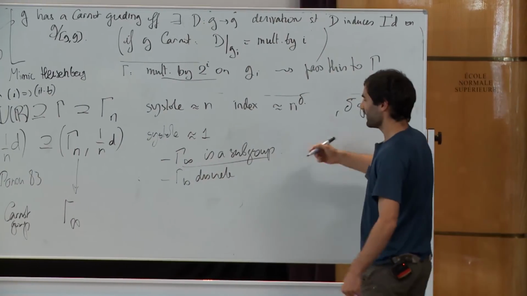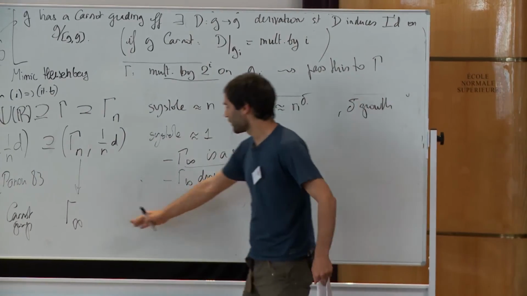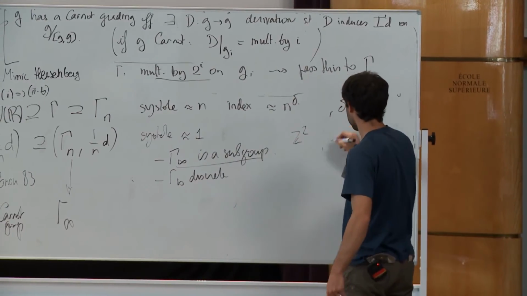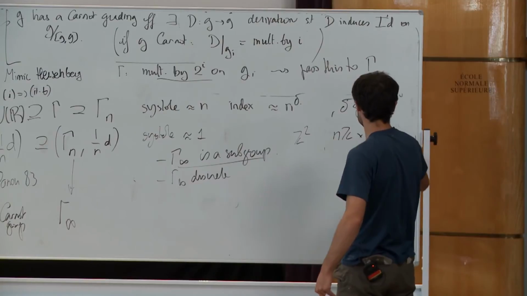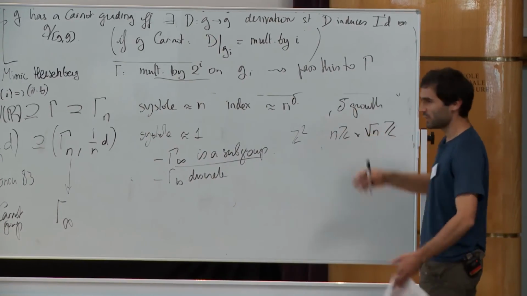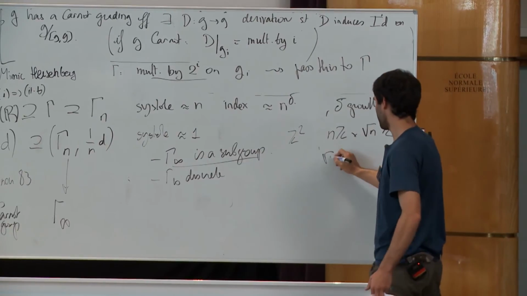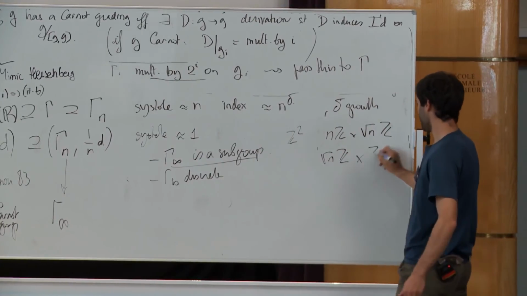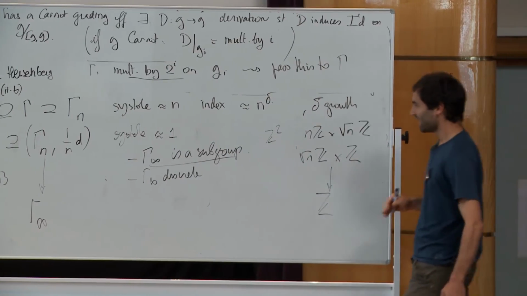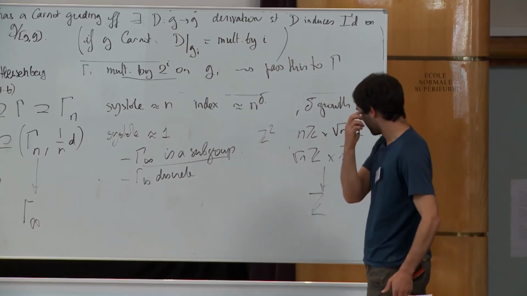But now you have to keep in mind that typically we want this to be a lattice. If you are in Z squared and you take, say, nZ cross square root of n Z, and you rescale by the systole, what you get at the limit will be Z, because when you rescale, you get square root of n Z cross Z, and this tends to Z as a subgroup of Z squared. I mean, as a subgroup of R squared.